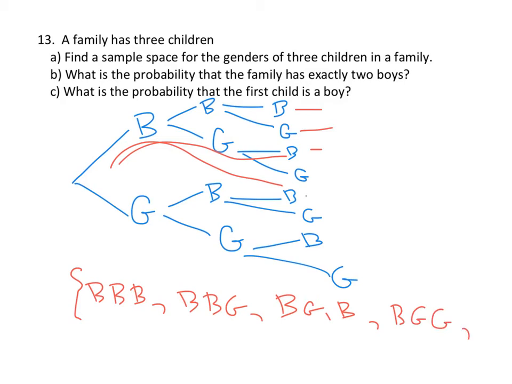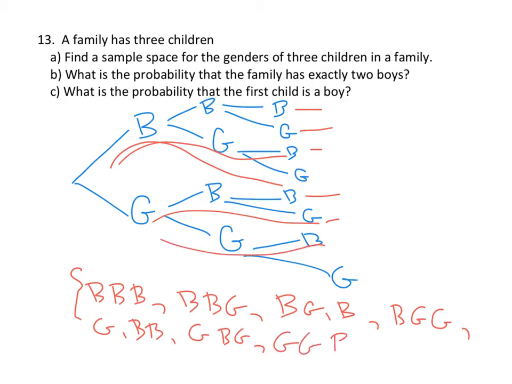Okay. Now here we're going girl, boy, boy. This branch is girl, boy, girl. Okay, this branch is girl, girl, boy. And finally, this last branch is girl, girl, girl.